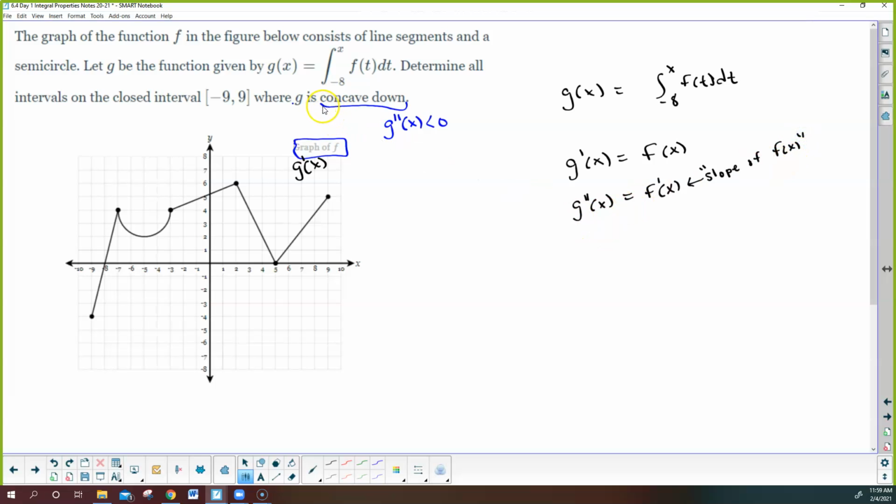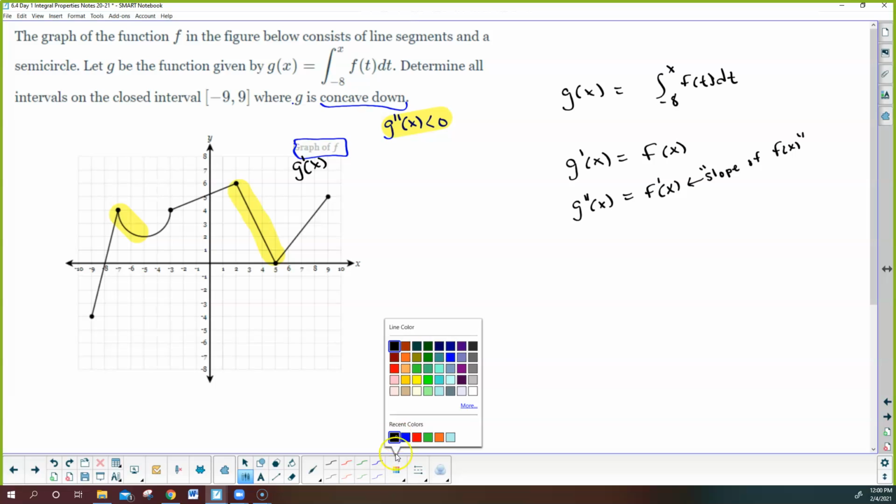So I want to figure out when is g double prime negative. When do I have negative slopes here? If I know how it's related, I'm going to check for decreasing slopes. So I'm increasing, decreasing, there's negative slope here, increasing, increasing, decreasing, and then increasing. So I have two spots, and those are the intervals at which g double prime is negative, so therefore the original function g is concave down.